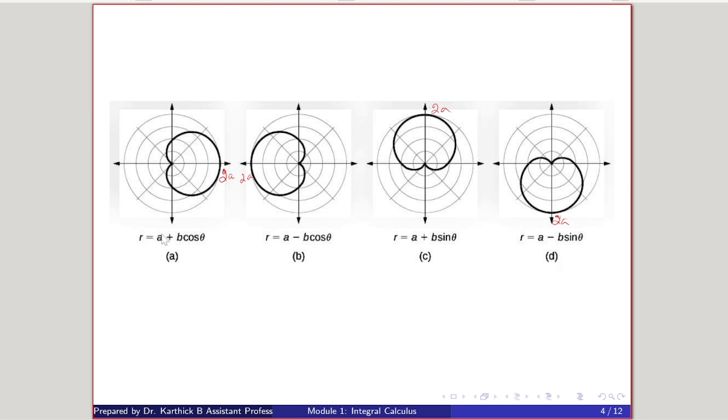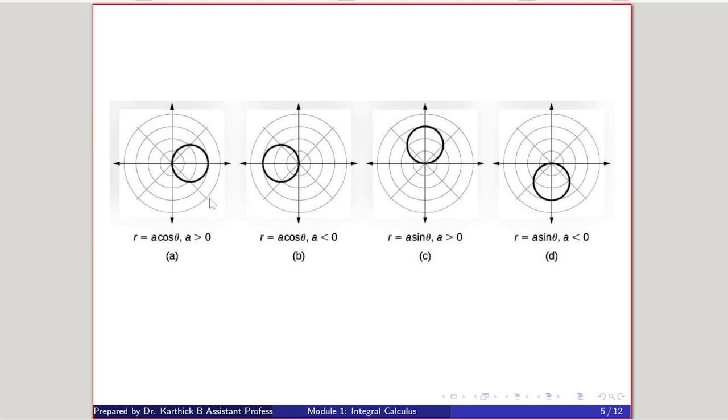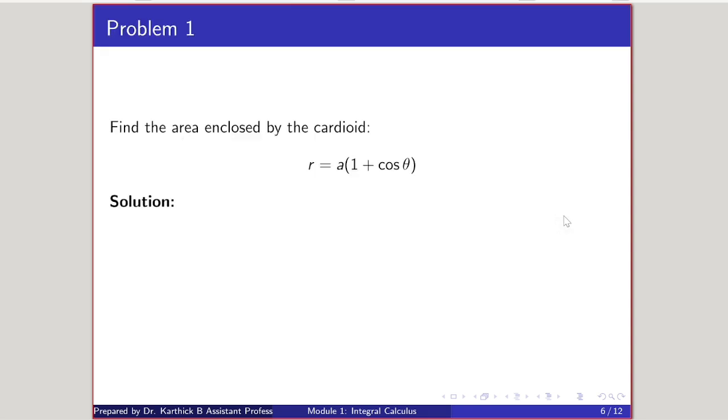If I make the first term 0, a equal to 0, then I get a graph that is a circle. If a is greater than 0, a will always be positive. So for a positive curve, a cos theta will be on the rightward. For a less than 0, meaning minus a cos theta, it will lie leftwards. Similarly, greater than 0 will be upward, and less than 0 will be downward. Okay, so then we go for a problem.